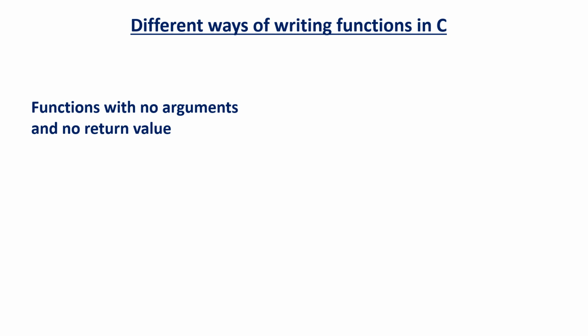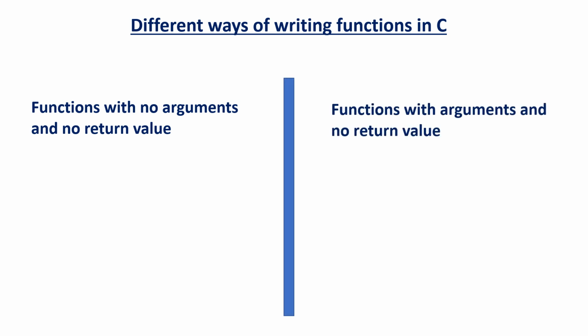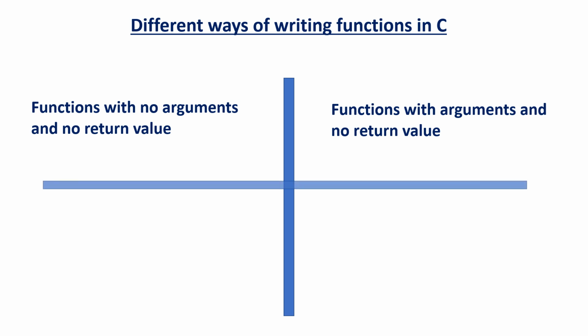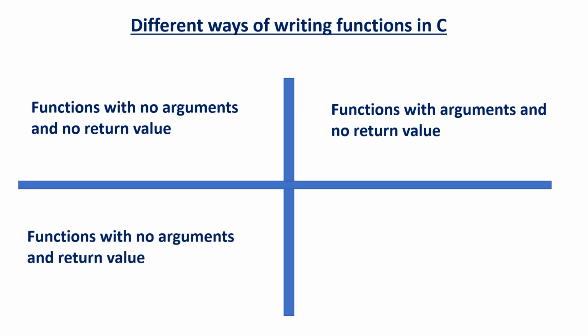First one, functions with no arguments and no return value. Second one, functions with arguments and no return value. Third one, functions with no arguments and a return value. Fourth, functions with arguments and a return value. We see them one by one.